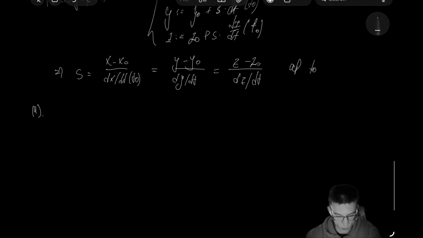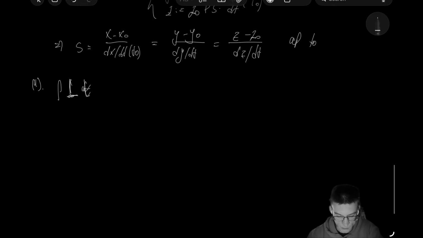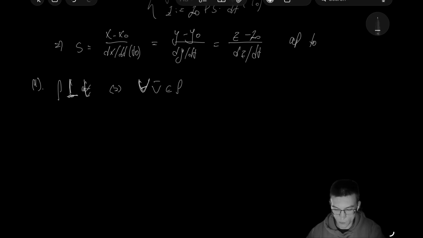Now, how to find the normal plane. We know that the normal plane is perpendicular, orthogonal, to the tangent line. This is equivalent to saying that any vector, let's call it v, which lies in this normal plane, is perpendicular to the tangent line. This is just one of the main axioms of stereometry, or whatever it is called.